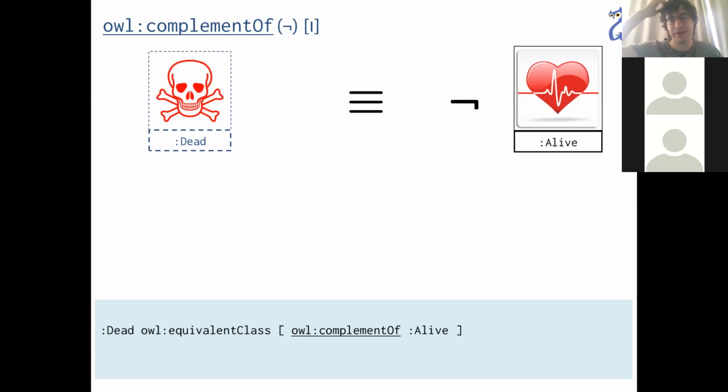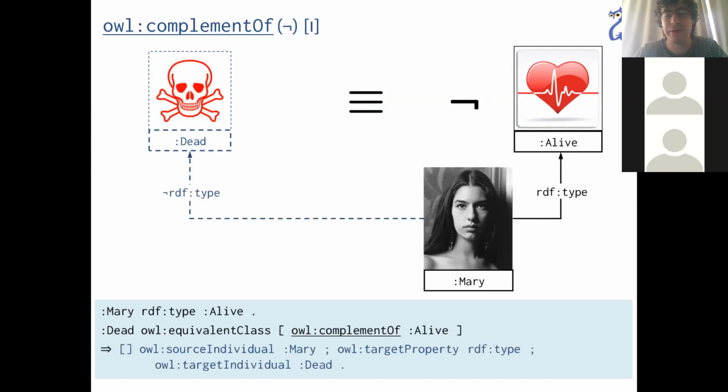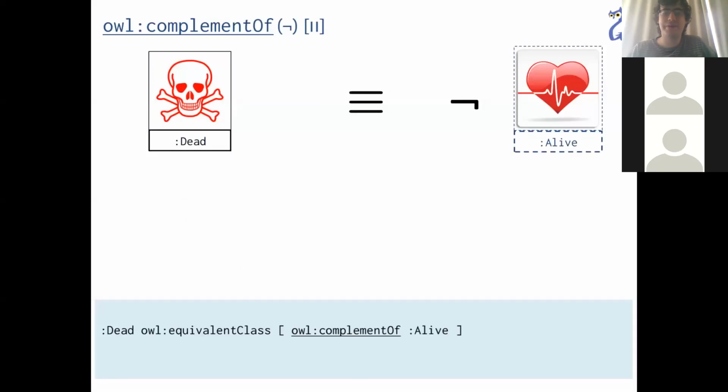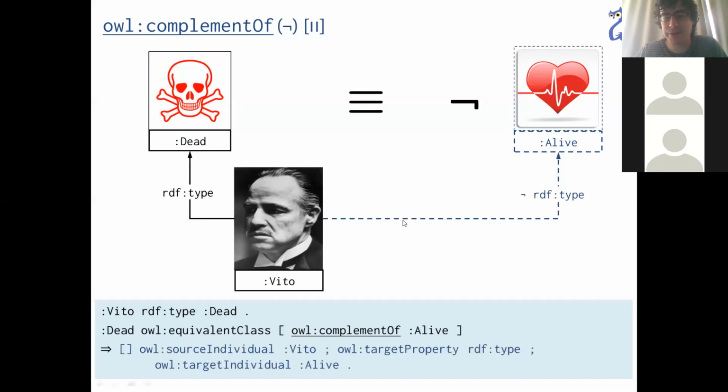Right? So if we have, for example, that Mary is of type alive, then we can infer that Mary is not of type dead. Okay? So Mary is alive, Mary is not dead. On the other hand, spoiler alert, if Vito is dead, then we can infer in the other direction that Vito is not alive, right? So it's this bidirectional thing again.